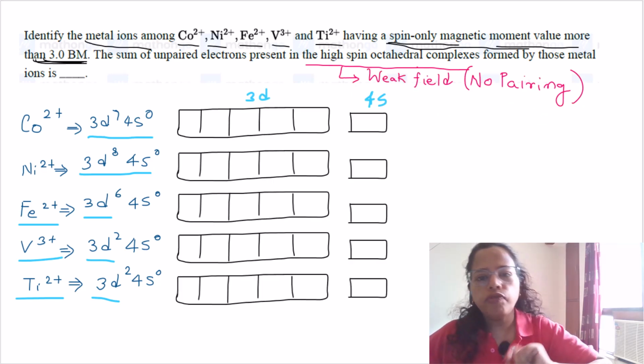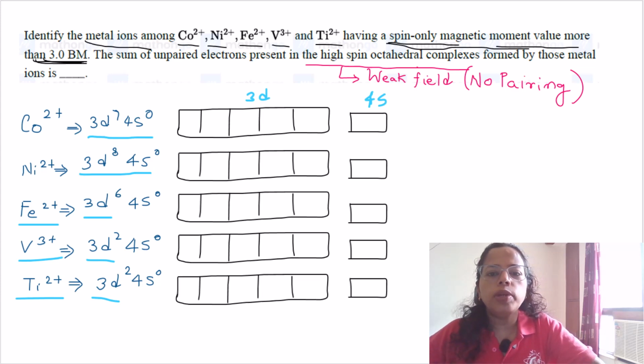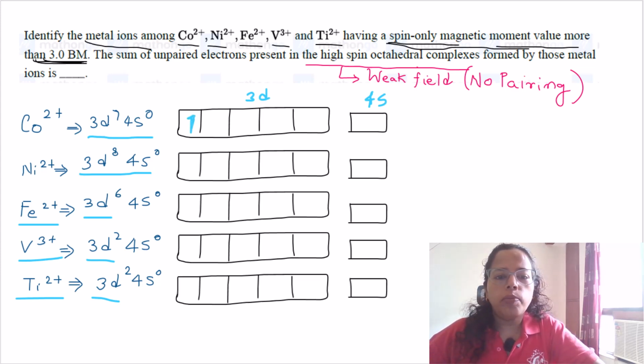So now I have drawn these 3d and 4s orbitals, and we will now fill these electrons according to their oxidation states. Okay, so we have 3d7, right? And we have these complexes as high spin complexes, weak field. Okay, so first of all the electrons will be occupied singly. So 1, 2, 3, 4, 5, 6 and 7. Okay. Now for nickel also, first these will be occupied singly. 1, 2, 3, 4, 5. Then 6, 7 and 8.